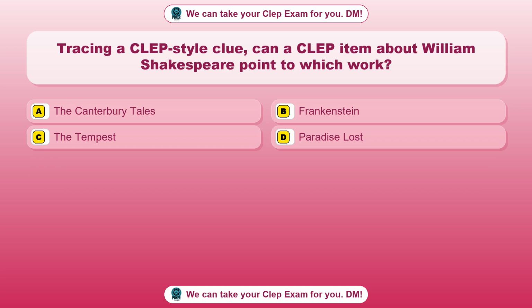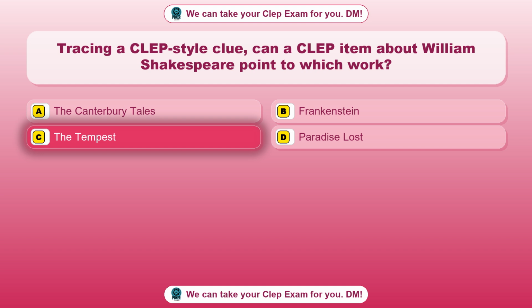Question 84. Tracing a CLEP-style clue. Can a CLEP item about William Shakespeare point to which work? Option A, The Canterbury Tales. Option B, Frankenstein. Option C, The Tempest. Option D, Paradise Lost. The correct answer is option C, The Tempest.